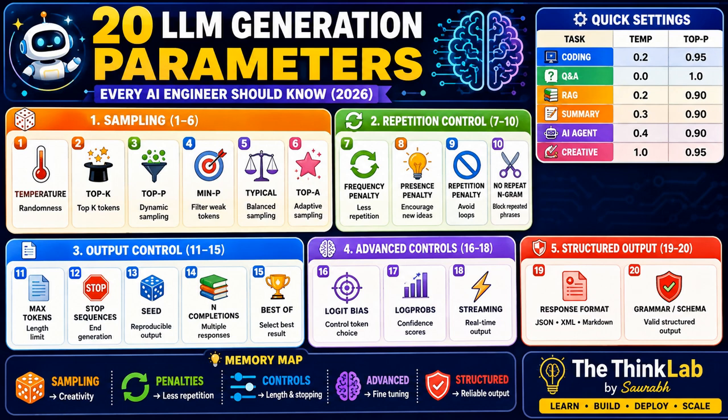Number 12 is the stop sequence. The stop sequence tells the model when to stop generating the text. This is useful for chatbot, API, and automation.